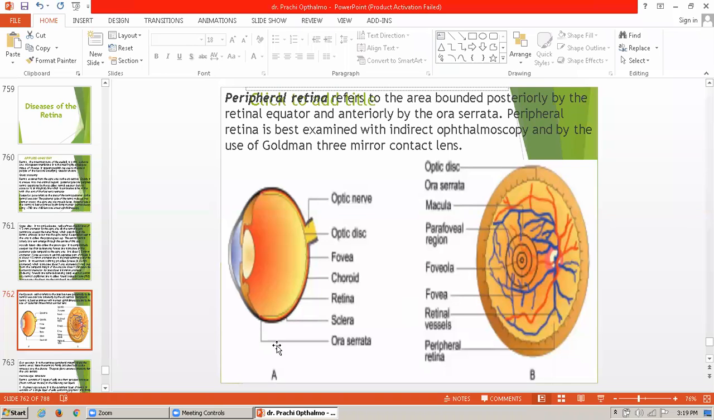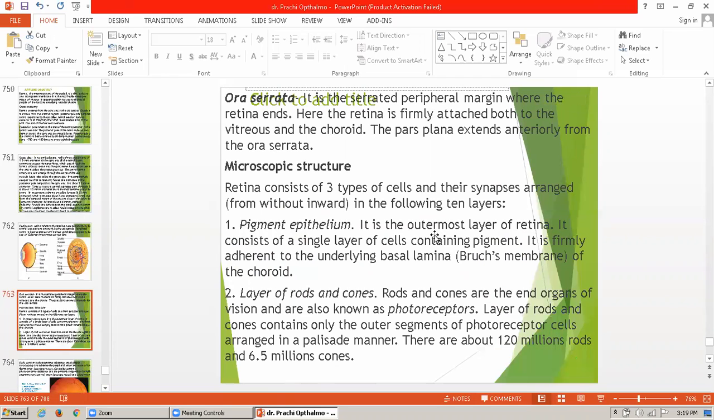So this one is the ora serrata, and this is the peripheral retina. The peripheral retina is bounded posteriorly by the retinal equator and anteriorly by the ora serrata. It is examined by indirect ophthalmoscopy and by the use of the Goldmann three-mirror contact lens.